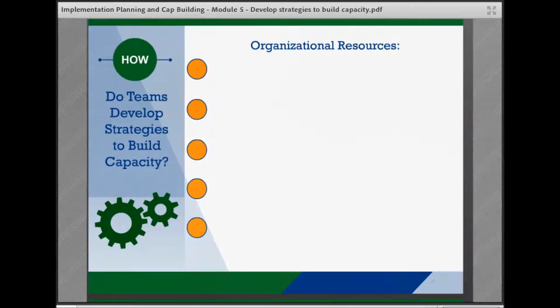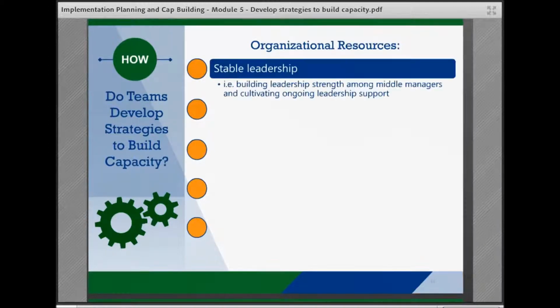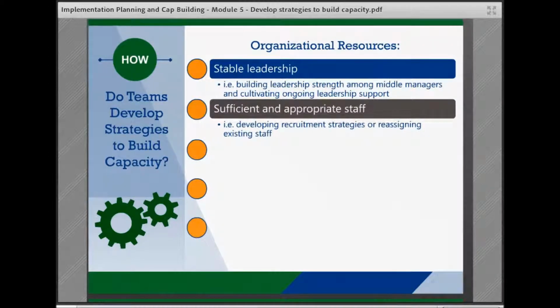Organizational resources are the concrete materials and tangible things that support programs, practice improvements, and service delivery. Strategies in this area may address, for example, stable leadership, like building leadership strength among middle managers and cultivating ongoing leadership support. Sufficient and appropriate staff to manage and deliver intervention services, like developing recruitment strategies or reassigning existing staff.